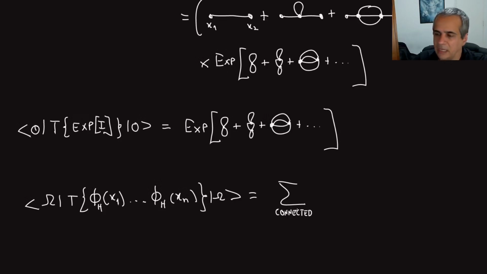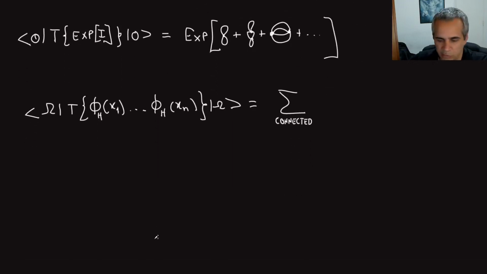And here again, I'm talking about connected as in connected to some external line. In position space it means it contains a propagator that connects to one of those points, and in momentum space it means some external momentum is going in that diagram. We will use a different definition later.